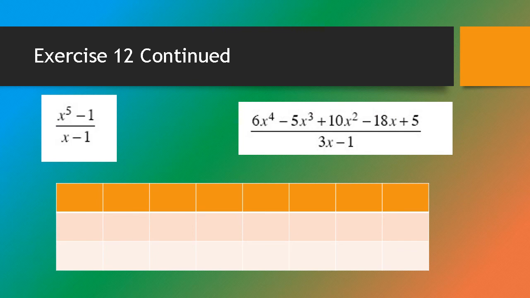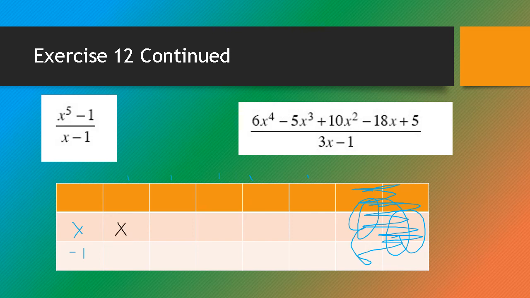Alright, next we have this seemingly simple looking polynomial division, a quintic divided by a linear. Here's x minus 1 over here, and a big long table. How many columns will we need? Well, because it's x to the 5th, we will need 5 columns: 1, 2, 3, 4, 5. So we won't need these last two.